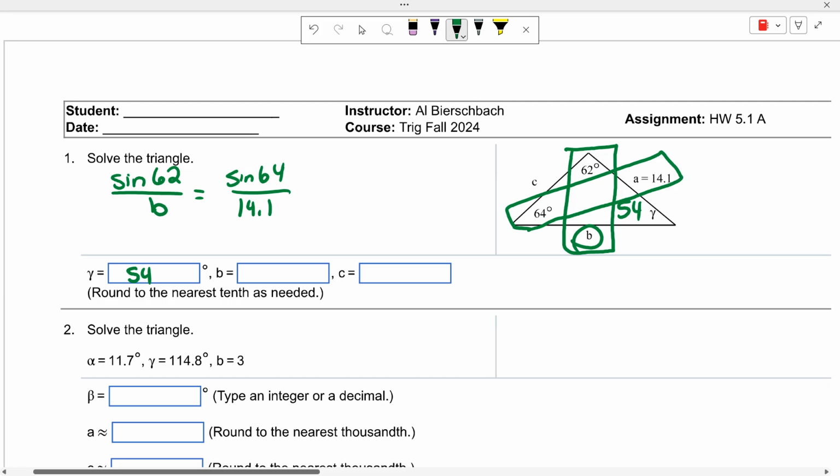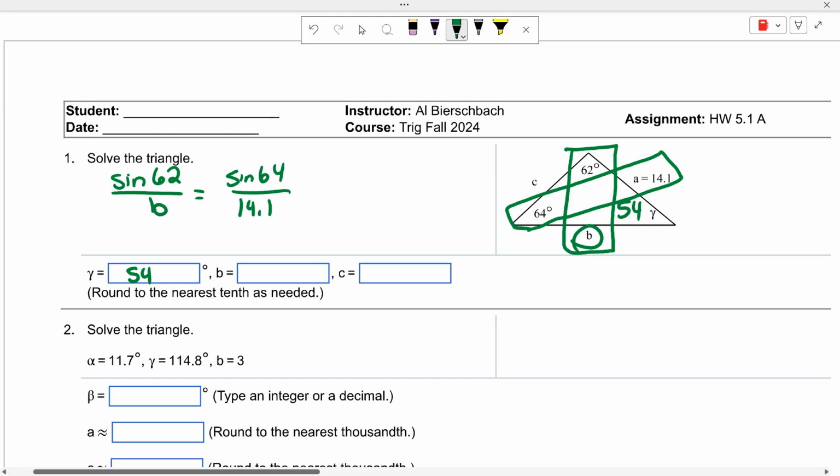Now, if I get B equal to like 20, I'm going to know that's a wrong answer. Why would 20 be a wrong answer for this? See where this is 64 and this is 62? Okay? The smaller the angle, the shorter the side. The bigger the angle, the longer the side. So if this is 64 and 14.1, 62, B should be pretty close to 14. But it has to be smaller than 14.1 because 62 is smaller than 64. Okay? You have to have a little number sense.